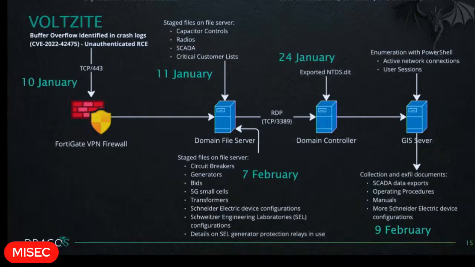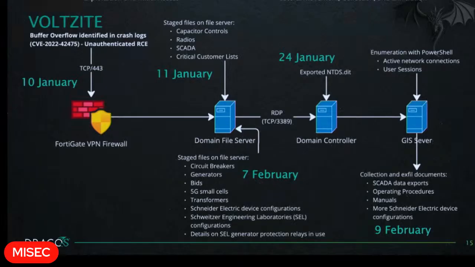So once you have visibility in the network, you can see what techniques they're using and at what timeline they're using them at. So we saw back January 10th, VoltSite used a buffer overflow to get into a FortiGate VPN firewall. They basically just exploited it. They're on the system. A day later, they staged files on a file server, which if you're a SOC analyst, files on a file server is not generally alarming.